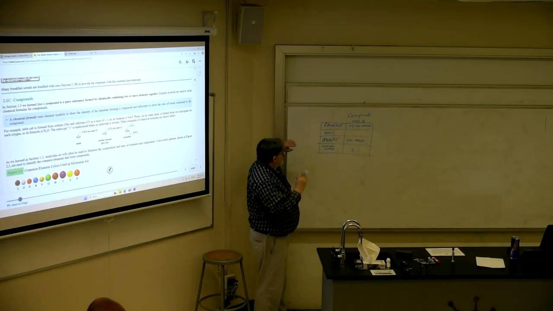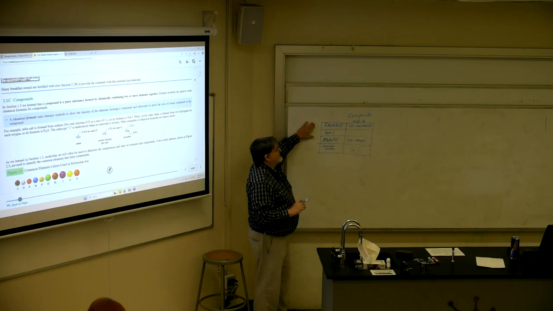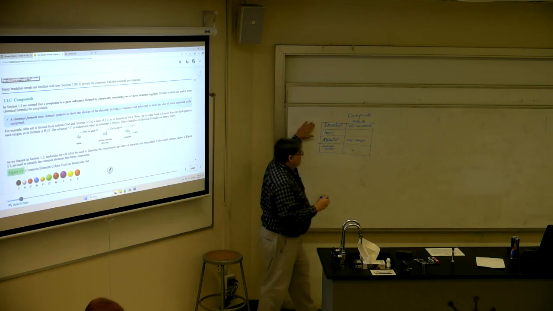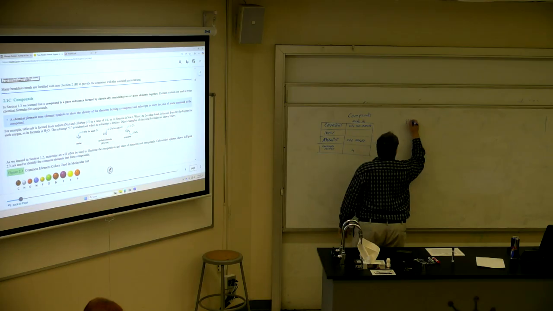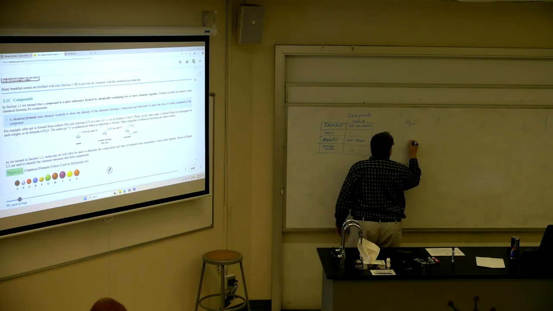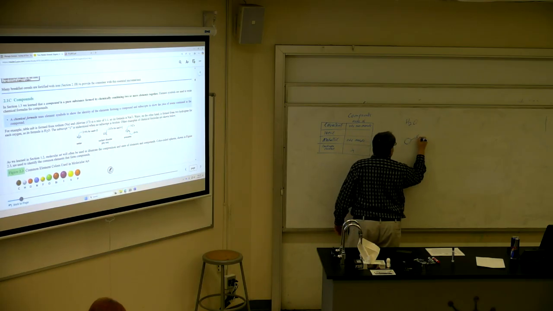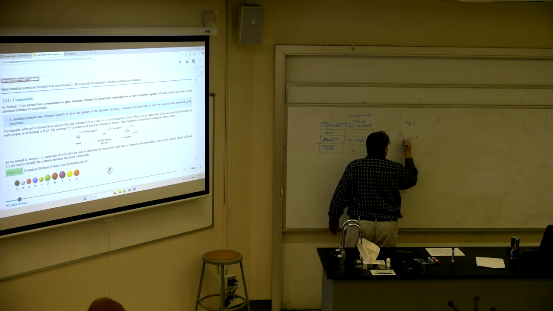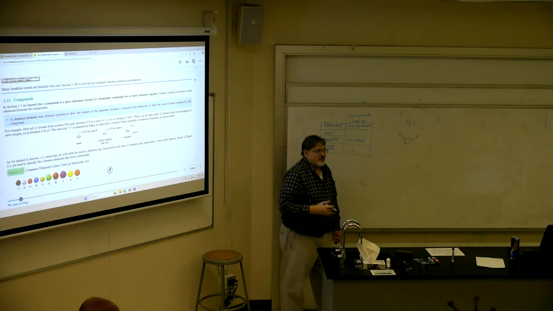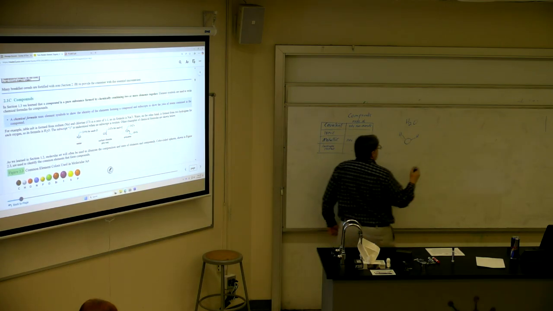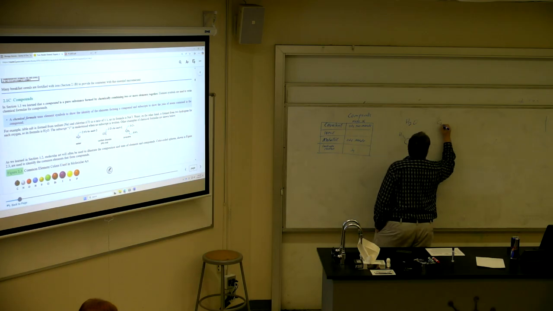And these are very different in what causes them to come together and stick together, these four categories. But covalent compounds are made up only of the nonmetals. H2O, if I drew it, there's an oxygen bonded to two hydrogens. Hydrogen and oxygen are both nonmetals.